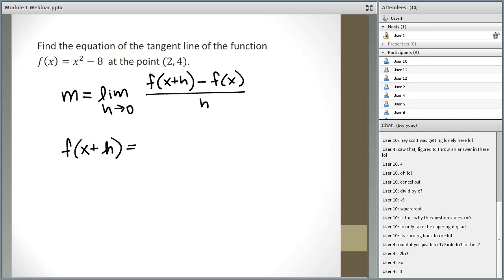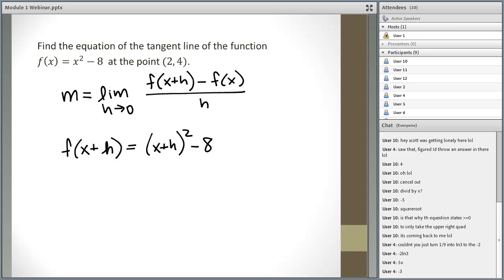It kind of goes back to what I said earlier in the webinar. What is f of 3? F of 3 is saying plug in 3 for x. So f of x plus h is saying plug in x plus h for x. So we would have (x plus h) squared minus 8. So that's this part of the slope.